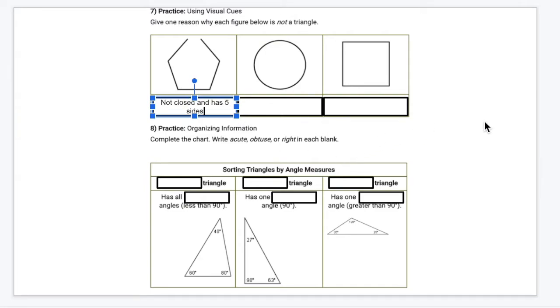So I know that it cannot be a triangle because I know that triangles only have 3 sides. Let's look at the next one.